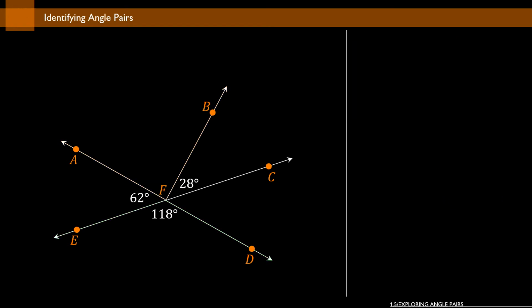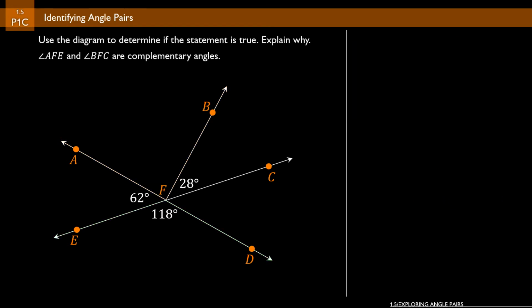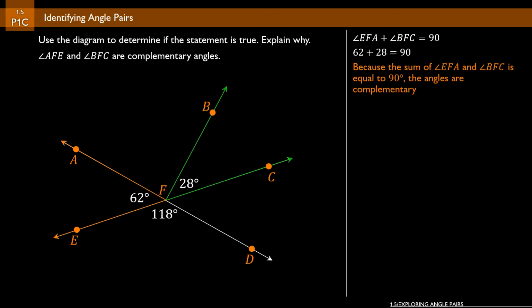In the final statement, we are given that angle AFE and angle BFC are complementary angles. So this means that angle EFA plus angle BFC must equal 90. When we plug in the given measurements, we get 62 plus 28 equals 90. Because the sum of angle EFA and angle BFC is equal to 90 degrees, the angles are complementary.